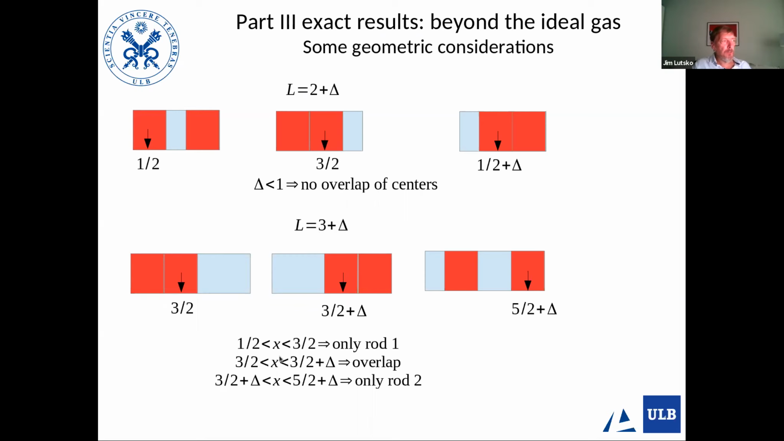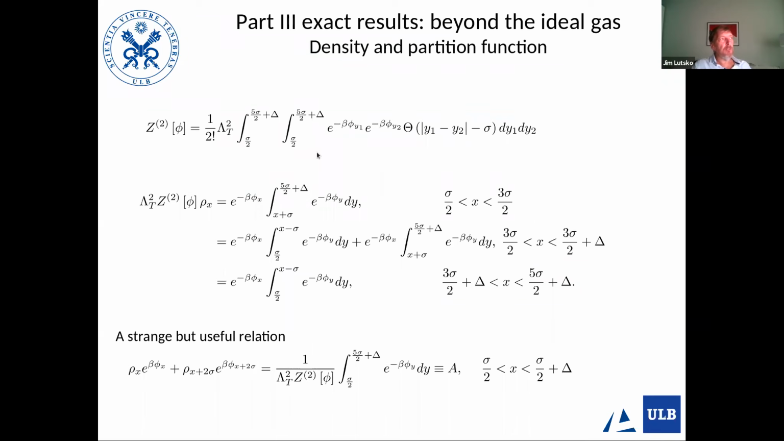And here, there are still very special domains, and I guess I have to speed up because I'm going to run out of time. But anyways, you have a domain where you can only find the center of rod 1. You have an overlap domain where both can be, and then you have another domain where you can only find the center of rod 2. So what happens here? You can write down the partition function. That's quite easy. There's only 2 particles. You can work out the local density, and it divides naturally into 3 pieces corresponding to these 3 domains. Here, there's only 1 particle. Here, both particles give contributions, and here only the second particle.